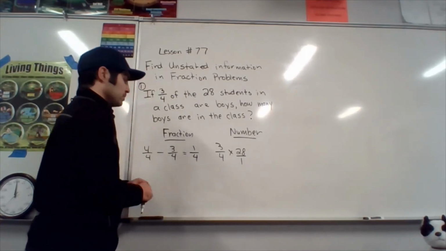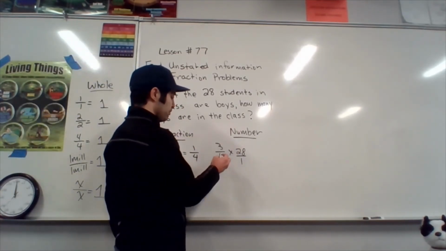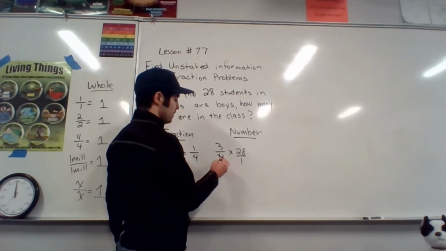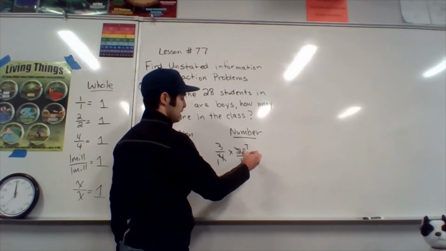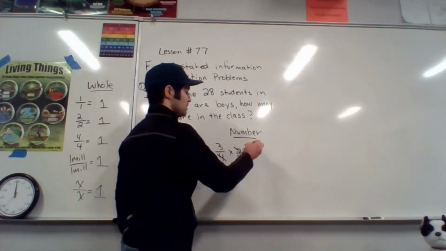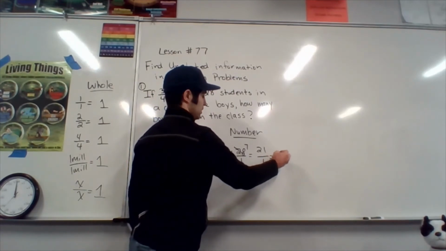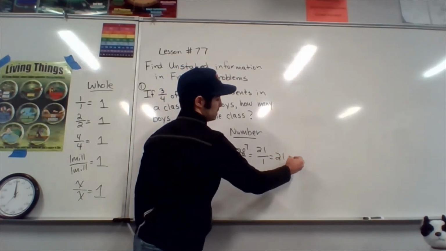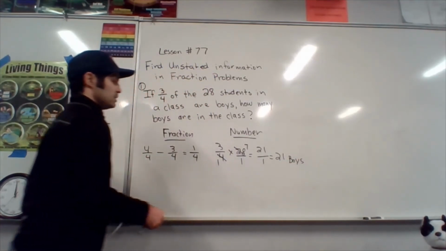Okay, now we can do some cross canceling. You notice that 4 and 28 are both multiples of 4. So 4 divided by 4 is 1. 28 divided by 4 is 7. And then you can multiply straight across. 3 times 7 is 21. 1 times 1 is 1. So 21 boys.